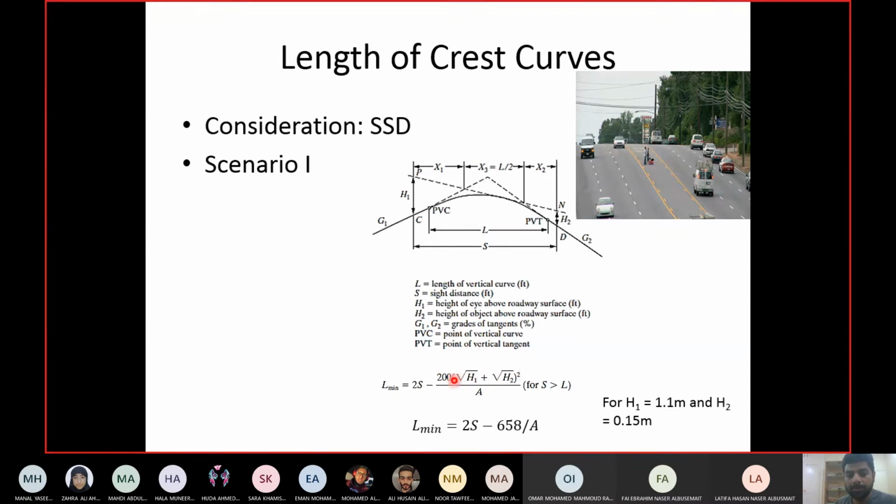So this equation is simplified to this one. Instead of this whole term, we have 658. And how did we calculate 658? You put the values of h1 and h2 into this term. So this is the equation you will use to find the minimum length of the curve when s is more than L, that is, the sight distance required is more than the length of the curve.